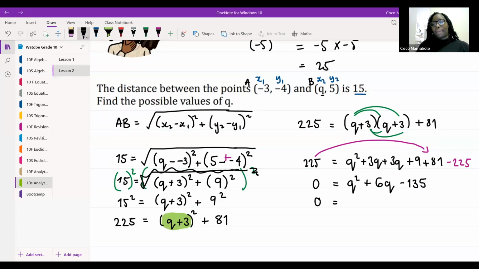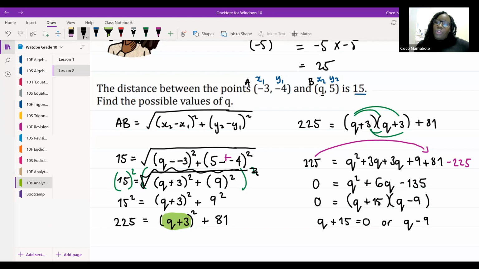And then now we factorize the trinomial. Good. Then we're going to say q plus 15, q minus 9. Beautiful. And what are my answers for q actually? q plus 15 is equal to 0, and then q is negative 15. Or q minus 9 is equal to 0, and it's going to be a positive 9 is the q's answer.